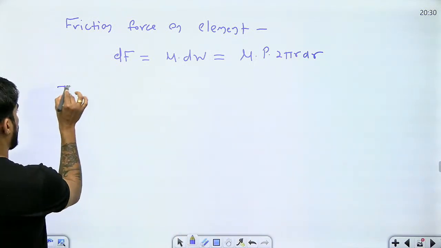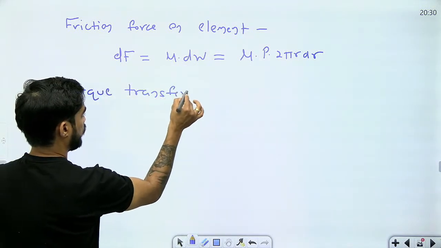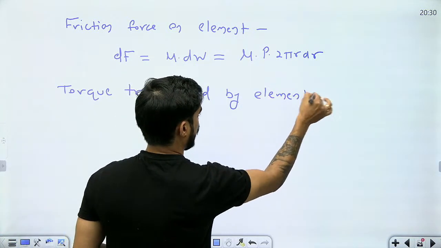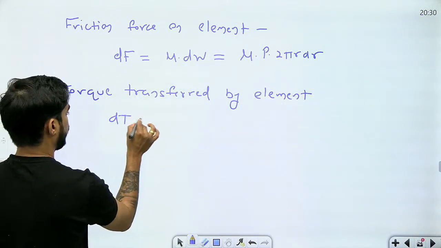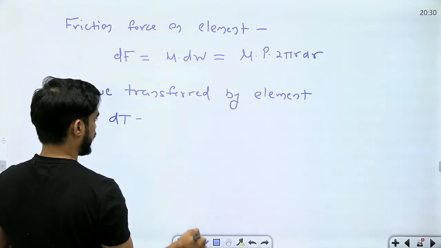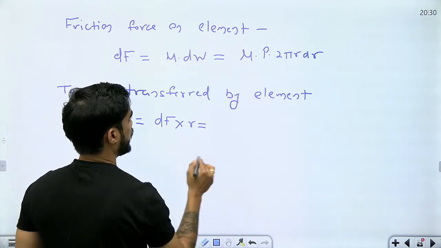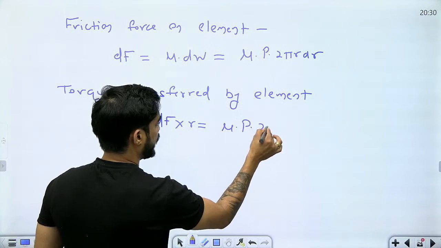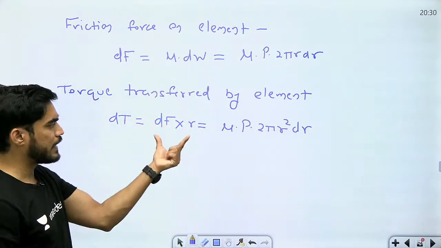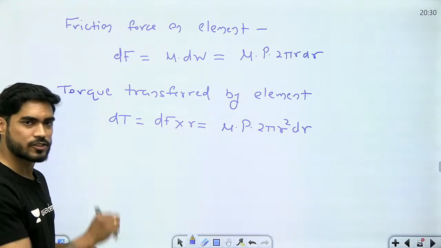So beta, what will be the torque transferred by the element? dT will be equal to dF, the friction force, into R, means mu into P into 2 pi R square dr. Friction force multiplied by distance will give you the torque. Now this is the torque transferred by that very small area.